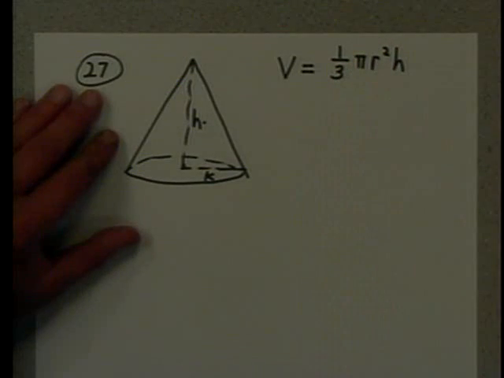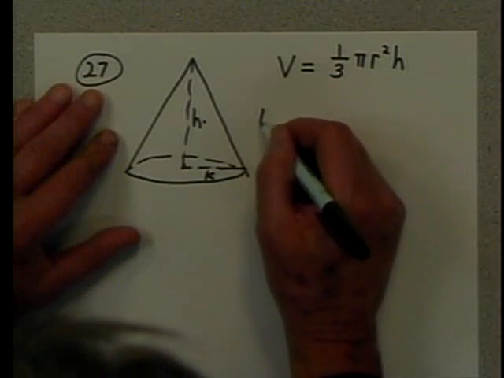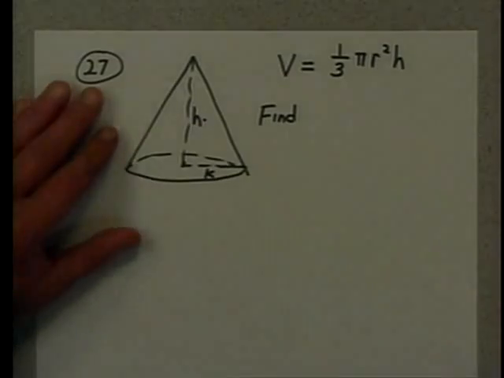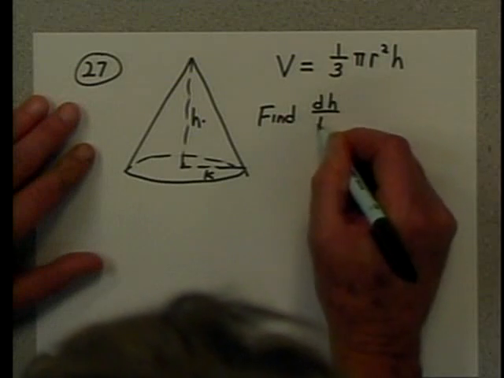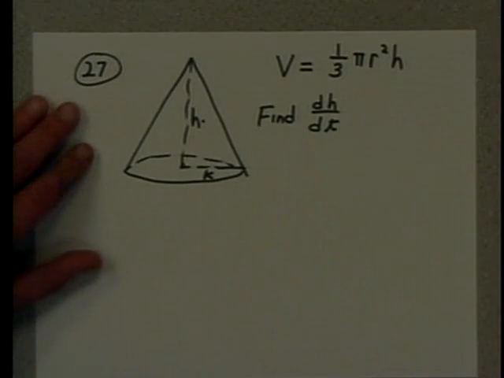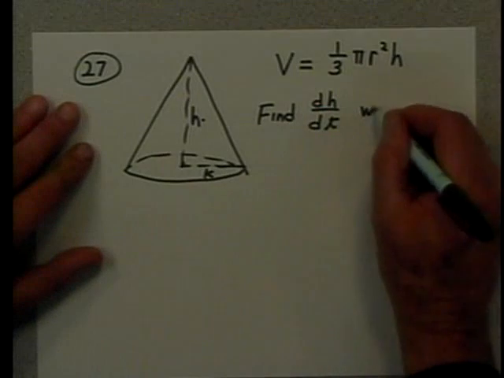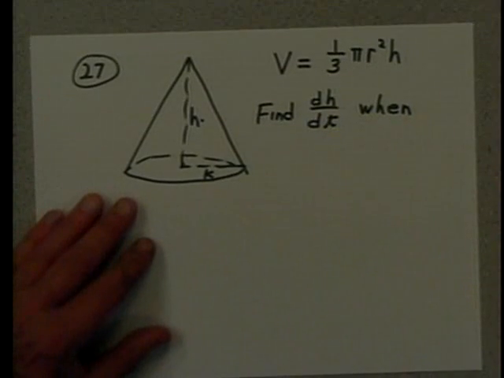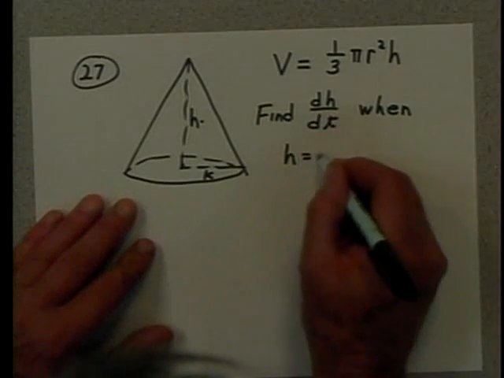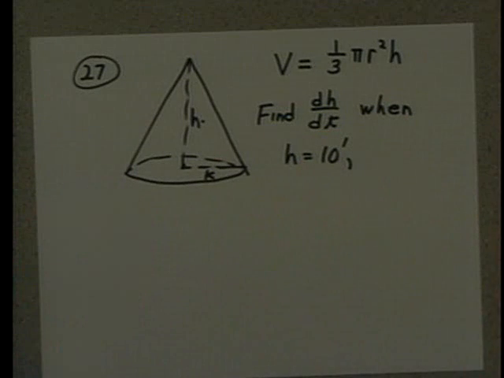But that's what I kind of recall: one third pi r squared h for the volume of a cone. Okay? All right, now let's write what we know. What do they want me to find? dh/dt. No, they don't want me to find h, they want me to find the rate at which it's changing. And I want to do that under what precise conditions? When h is 10 feet. Okay, that's good. What else?